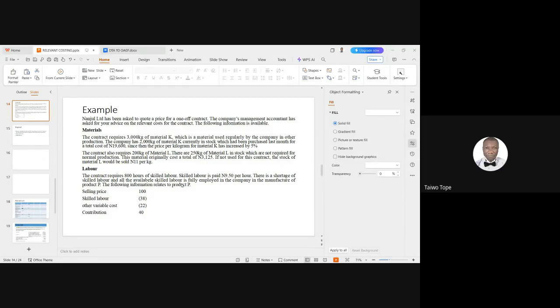But since it's in regular use, do you think we need to get everything? Yes, we need to get everything at this price, because what we have in stock is just 2,000 kg, and we need 3,000 kg. But even when you exhaust the whole 2,000 you have in stock, you still need to purchase the extra 1,000 kg.